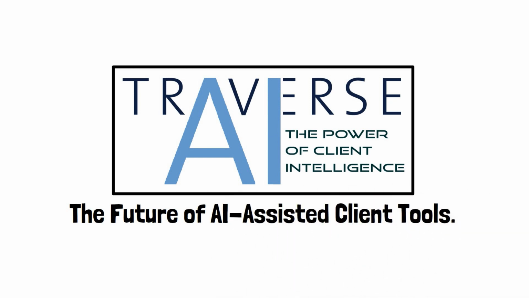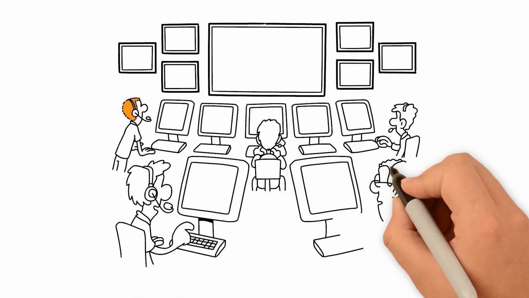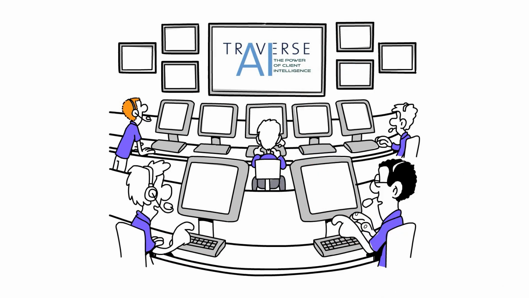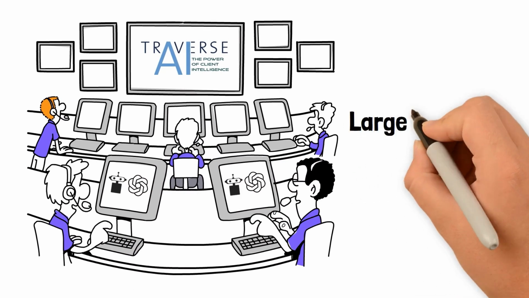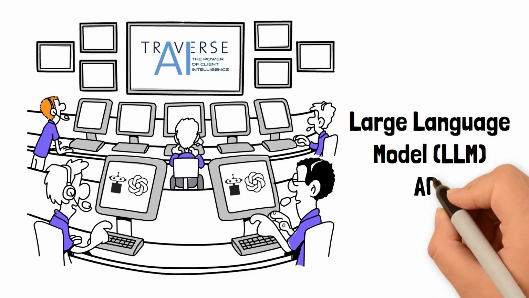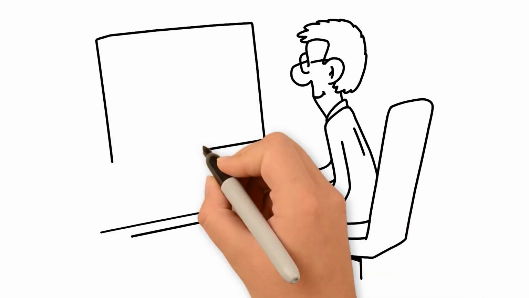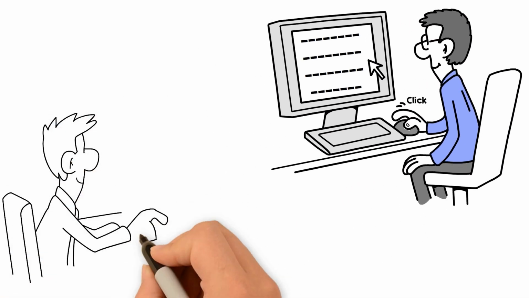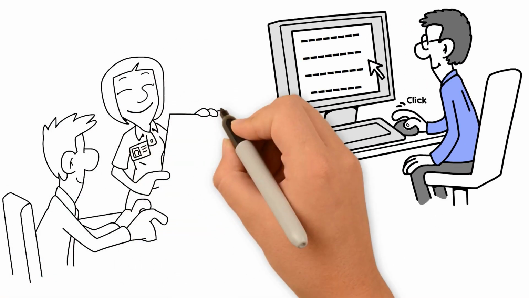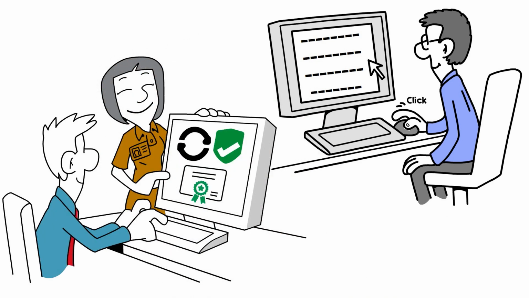What is Traverse AI? Traverse AI is a groundbreaking legal assistance web application developed by Traverse Legal's expert AI team and built upon OpenAI's state-of-the-art large language model, or LLM, API. Our AI web applications are designed to amplify client intelligence about critical legal issues for better client outcomes. Traverse AI securely provides business-critical legal information with a level of data privacy unavailable to publicly available AI tools.